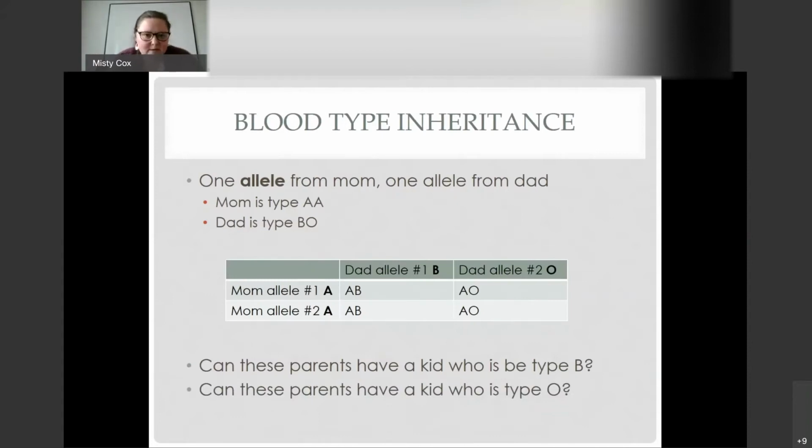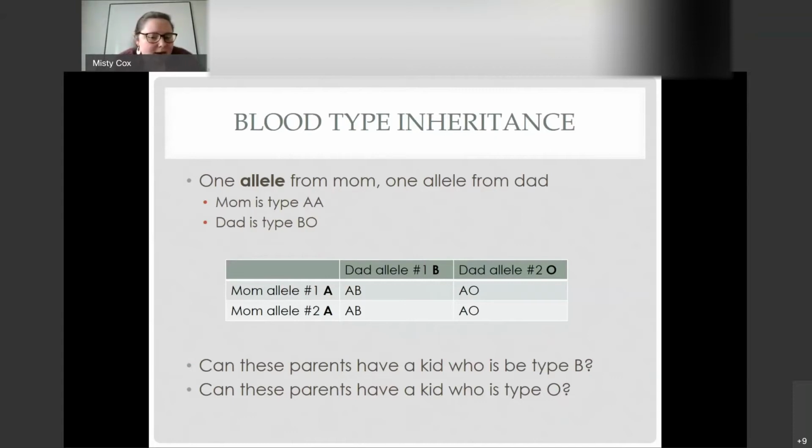So this is just a little experiment. If you've ever seen a Punnett square, this is my PowerPoint version of one. We have an allele from mom and an allele from dad. Mom's genotype is AA, so her phenotype is A. She has type A blood. Dad's genotype is BO, so his phenotype is type B. He has type B blood. So these two parents are going to make offspring. Dad can give a B or he can give an O. Mom can give an A or she can give an A. That's all she's got.